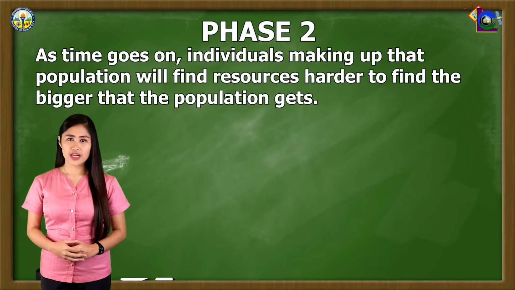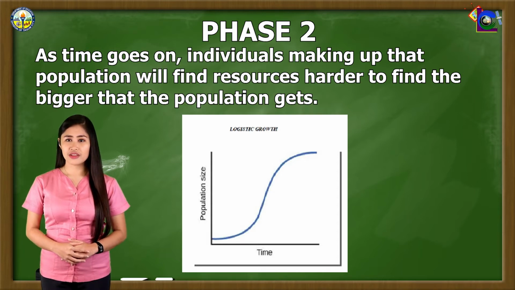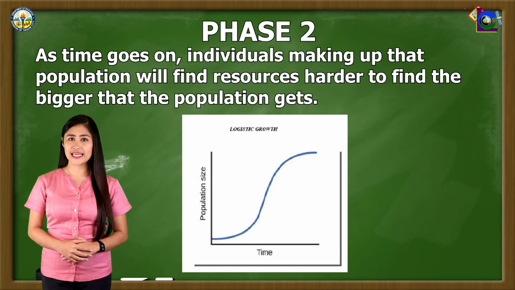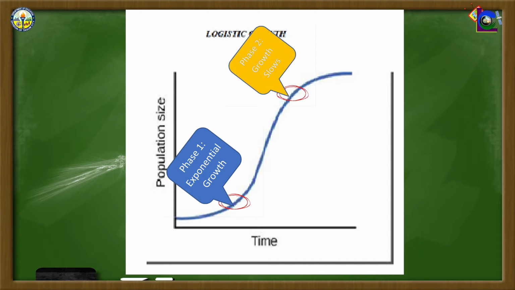Phase 2. As time goes on, individuals making up that population will find resources harder to find, the bigger the population gets. Encircle only the area of the graph that shows growth slowing and label it Phase 2 Growth Slows.